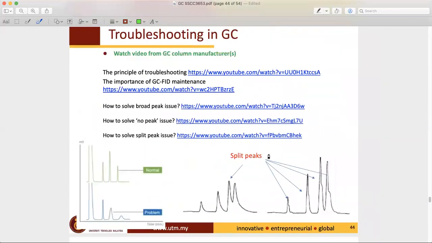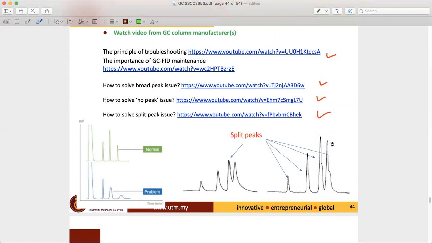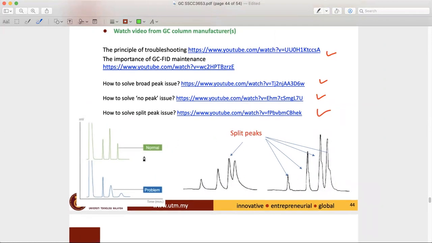All right, so troubleshooting in GC, these are the problems that you would face in the GC. I would suggest that you look through all of these YouTube links, because you would see that, for example, this is a normal peak, but this is a problem peak, because it was supposed to be this sharp, but this peak has peak broadening. It is not well resolved. So how are we going to resolve this?